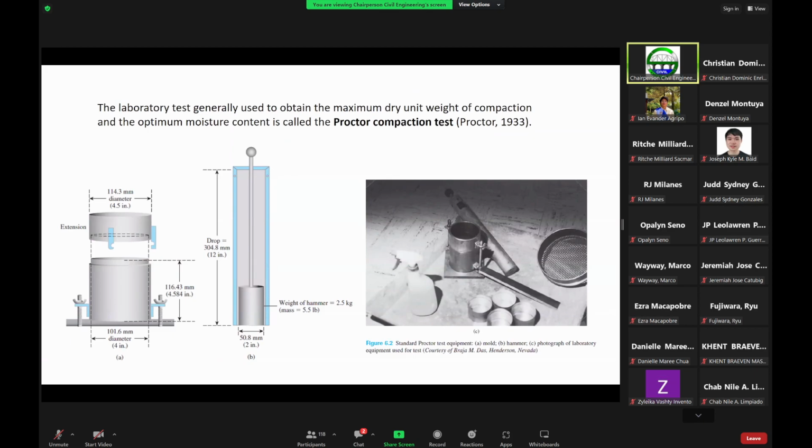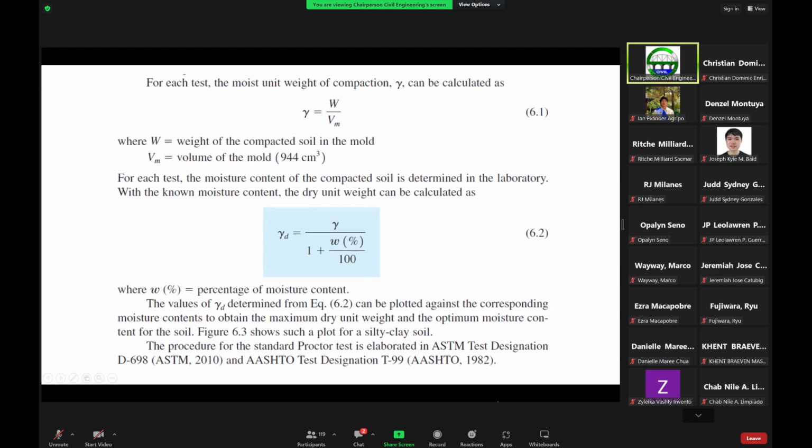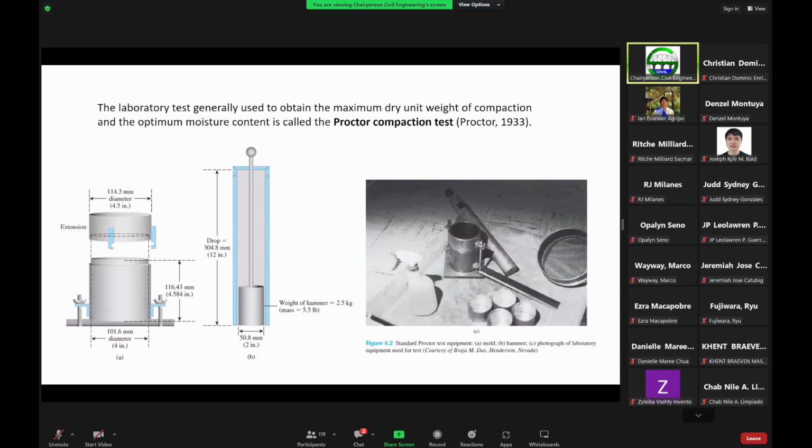So in the laboratory, the laboratory test generally used to obtain the maximum dry unit weight of compaction and the optimum moisture content is what you call the Proctor compaction test, after this guy, Proctor, in 1933. So here we have the standard Proctor, if you can see here on the right. We have here the standard Proctor test equipment. I hope you're seeing my cursor.